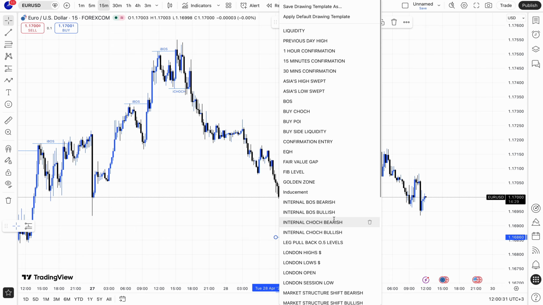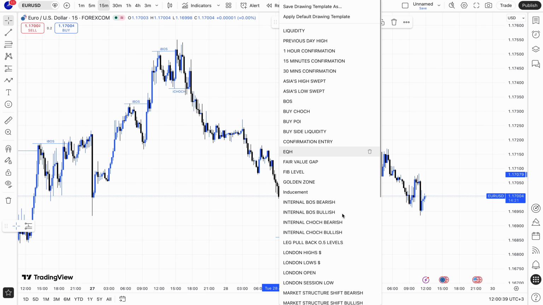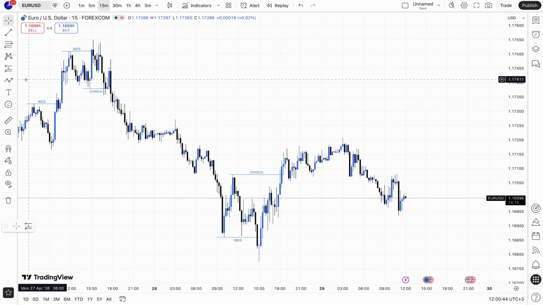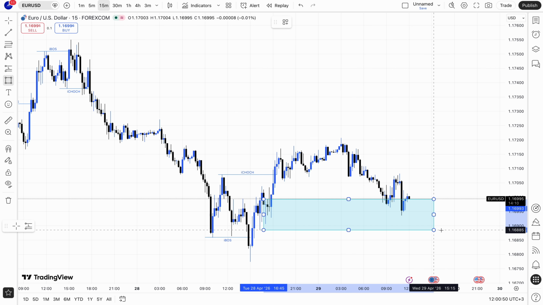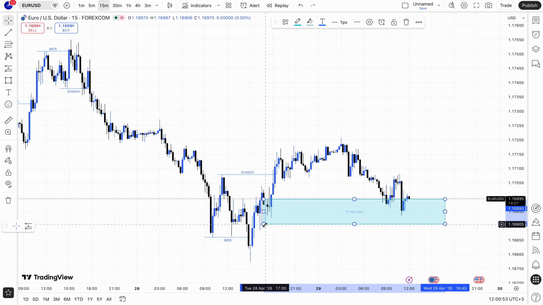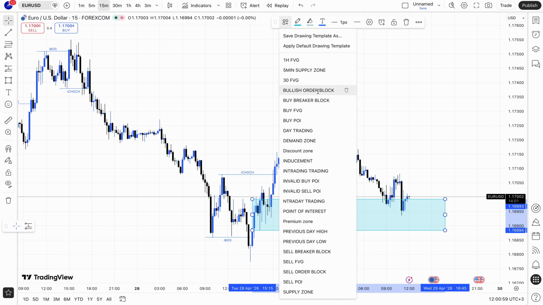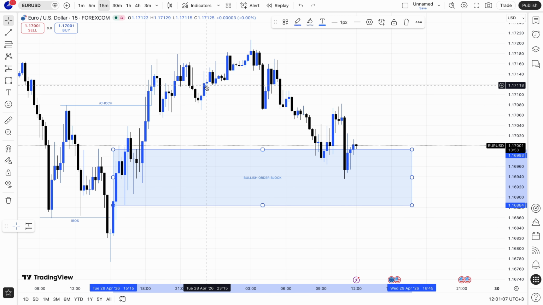So the market shifted to the upside, internal market structure from here, and then the price reacted very, very cleanly from this order block. You can see it. Though we didn't take this trade because we had to wait for that final confirmation from the 30-minute candle at London open, but still it didn't happen.